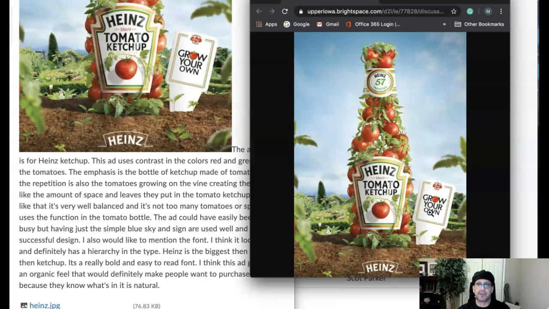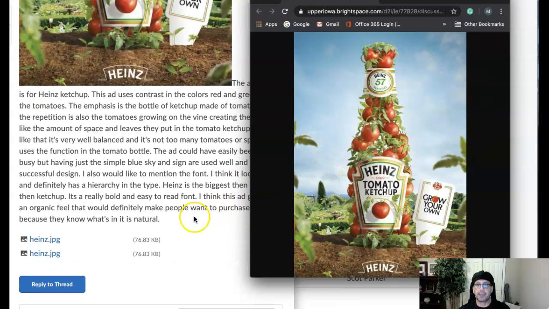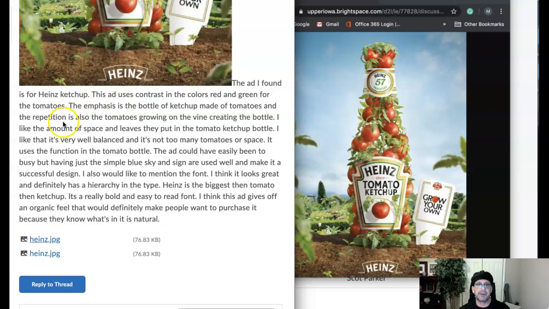So at any rate, let's go ahead and take a look. I think there's a couple of things I want to mention in the ad, but let's go ahead and take a look at your writing. The ad for Heinz uses contrast and colors. Yep, absolutely. And note that a lot of color harmonies are derived from nature, specifically complementary colors that we find in nature. The emphasis is the bottle, but repetition is also tomatoes growing in the vine, creating the bottle. I like the amount of space in the leaves they put in the tomato.